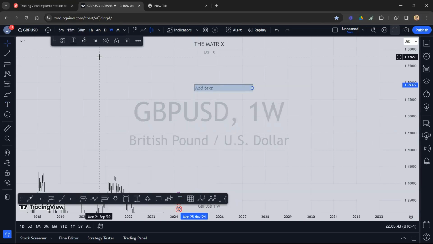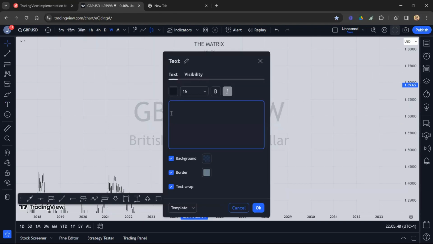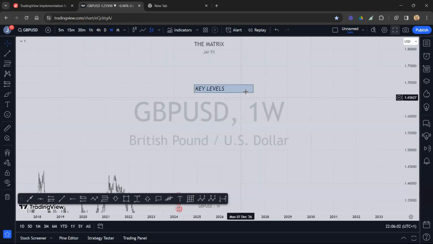I say key levels are key levels. I'm going to put it in the key levels. All right, yes, it is key levels. So the first thing you want to do is identify your key levels. Once you open the raw chart, first thing you want to do, identify your key levels.